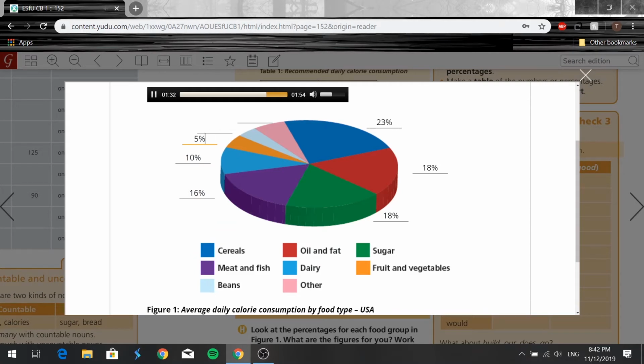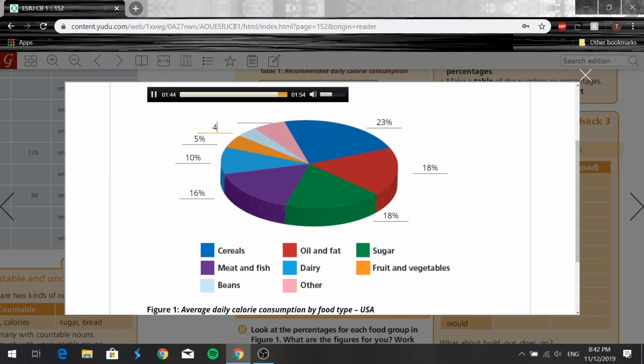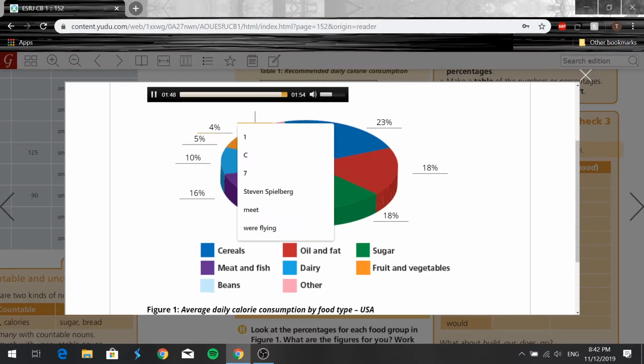And finally, at only 4%, there are beans. These are a healthy, low-calorie food, but Americans eat very few. Many people in the USA have health problems. These figures show us the reason. Now let's compare these figures with 1 or 2 other countries.